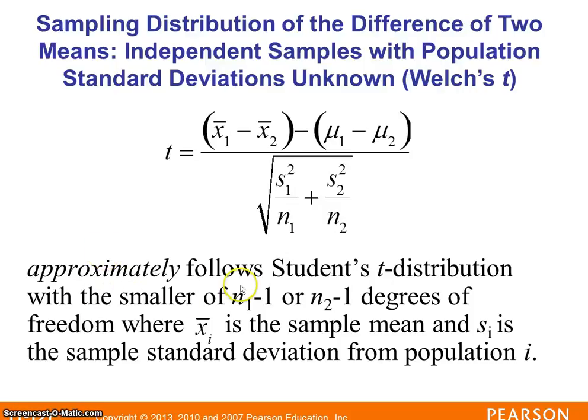In this case, the degrees of freedom will be either n sub 1 minus 1 or n sub 2 minus 1, whichever one is smaller. And x sub i bar is the sample mean and s sub i is the sample standard deviation from population i. So x1 bar is the sample mean for n1, and x2 bar is the sample mean for n2, etc.